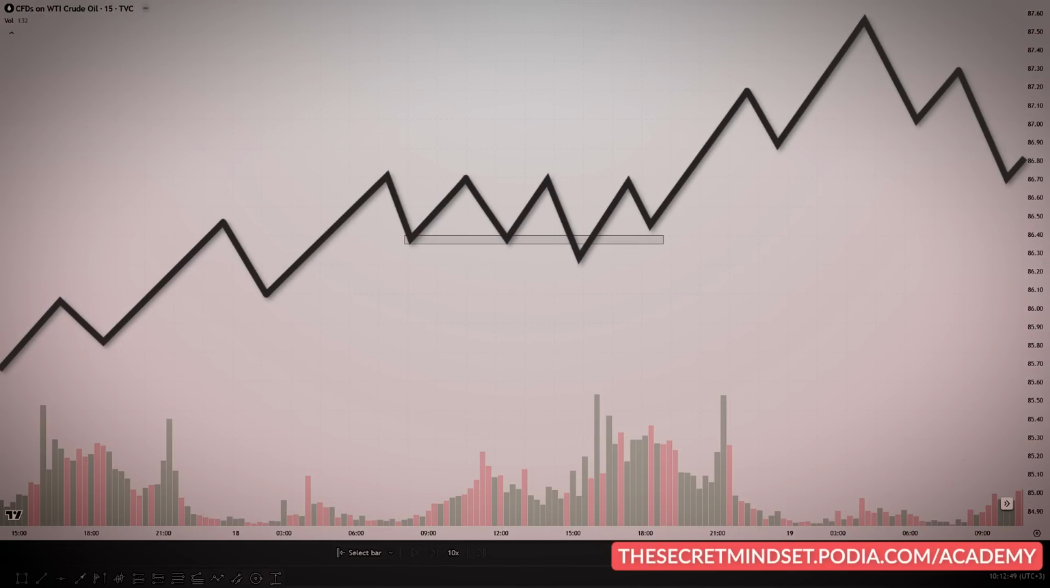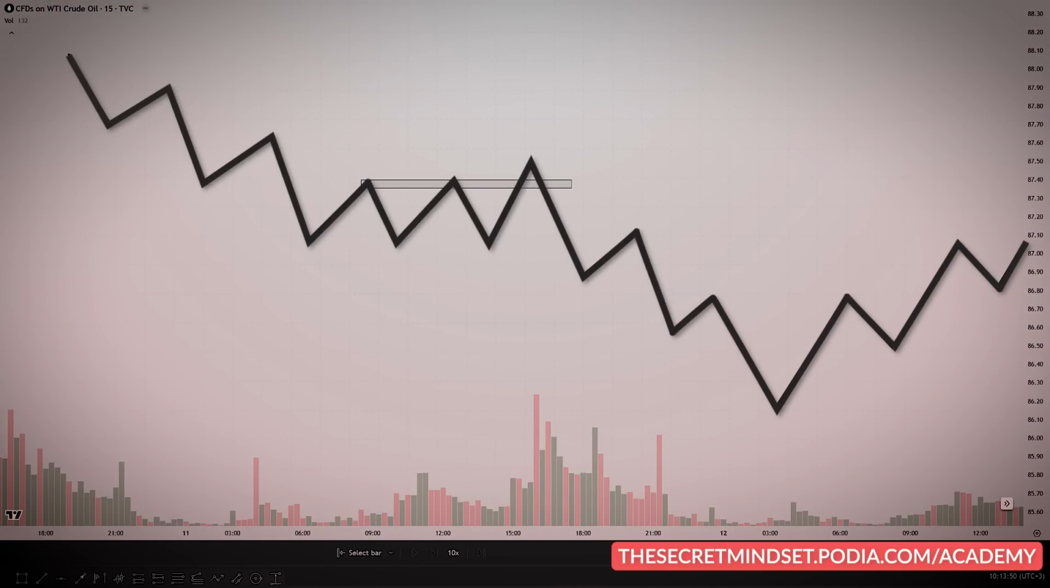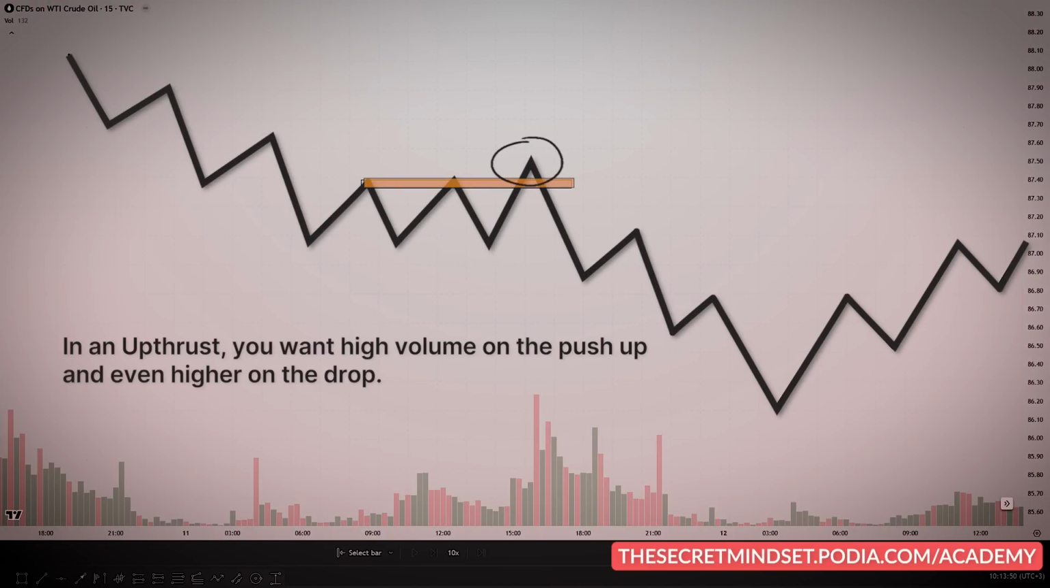Volume is key in these patterns. In a spring, you want to see high volume on the drop, and even higher volume on the bounce. This shows strong buying. In an upthrust, you want high volume on the push-up, and even higher on the drop. This shows strong selling. Some traders do well without focusing on volume. The price action itself can be enough.